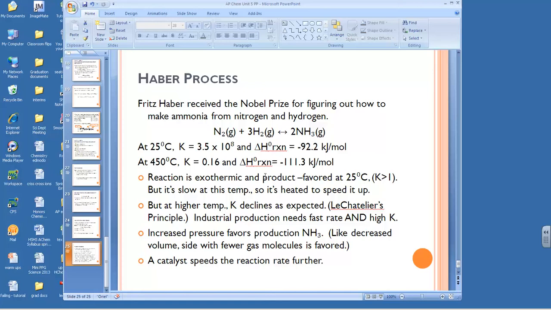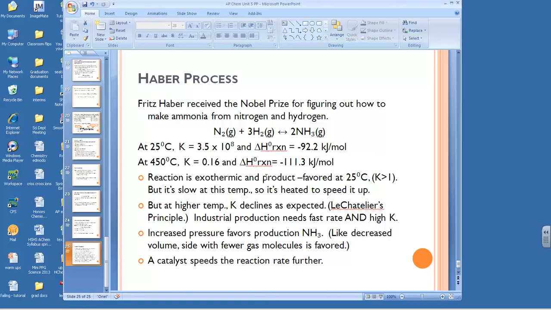But the problem is the reaction, we don't have a rate here, but if we had the rate, the reaction is really slow. It is product favored, but you'd sit there and wait for years and years to get the ammonia. Just like the rusting of iron, it's product favored. Eventually iron will completely rust, but it takes a very long time for it to happen.